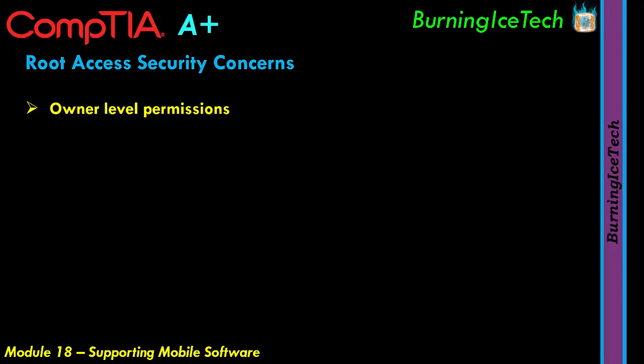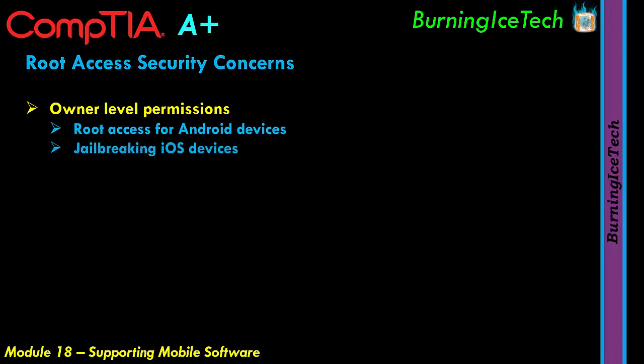With regards to Google's operating system, Android, we call this root access. You're going to have to root the device. So on Android, we say you root the device. That's what we call it. You can always undo it as well. On Apple devices, we say you are going to jailbreak the device. So it's called jailbreaking on iOS devices.